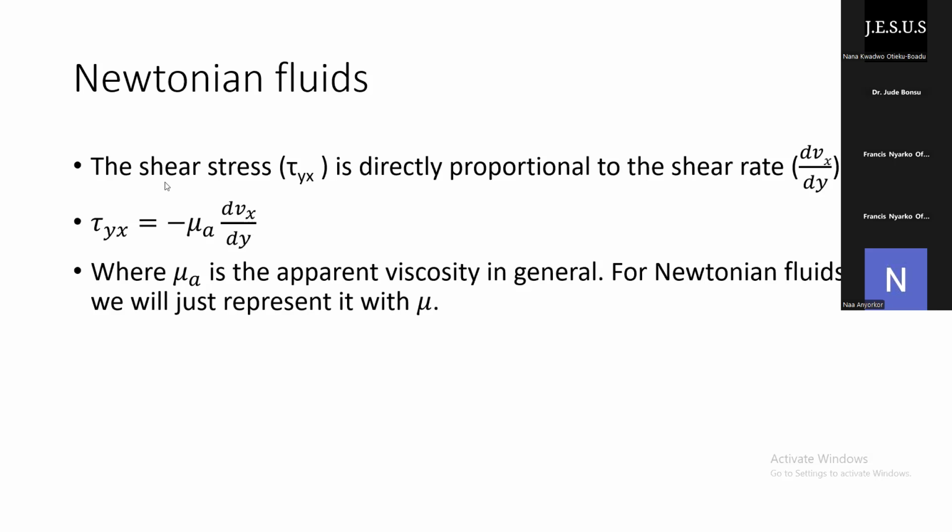So the Newtonian fluids obey Newton's law of viscosity, which is the shear stress applied to a fluid is directly proportional to the shear rate. And then when we want to get rid of the proportional sign, we bring an equal sign and add a constant here. This constant is called viscosity for Newtonian fluids. But for non-Newtonian fluids, we call it apparent viscosity. So in general, let's call it apparent viscosity.